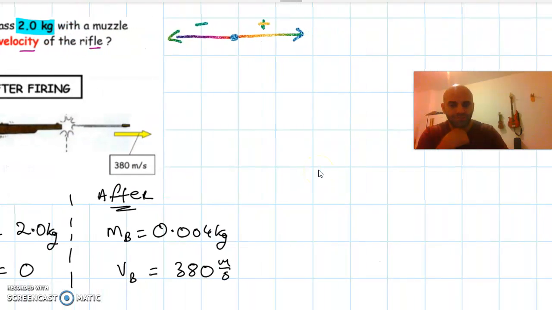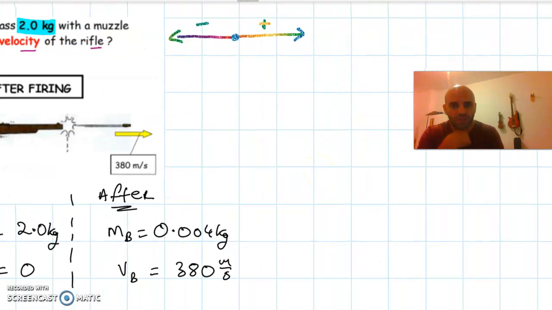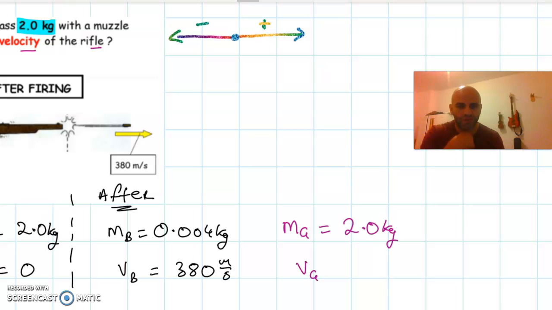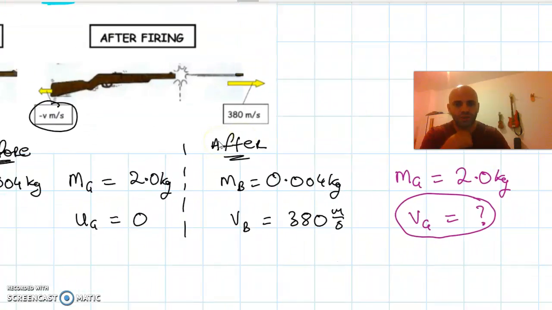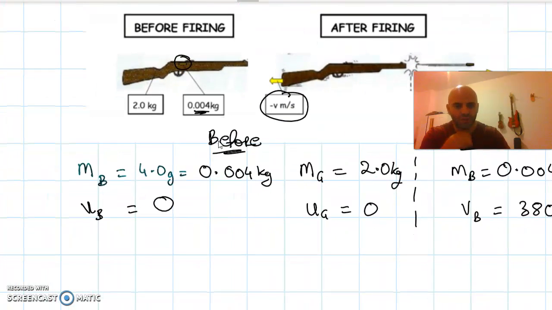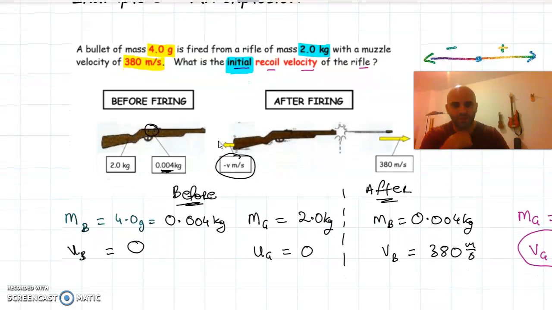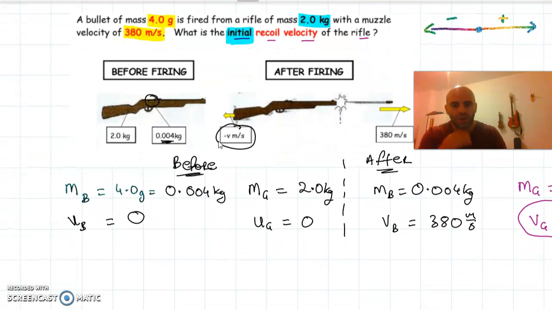So after the explosion, we would have the mass of the gun, again, has not changed. That is 2.0 kilograms. And we're looking for the final velocity of the gun. That's what we're after. Now, if you notice, nothing is moving before the explosion. And this is a pretty common example. So that means that the total momentum on the left has to be 0, but let's make sure that the math gives us that.